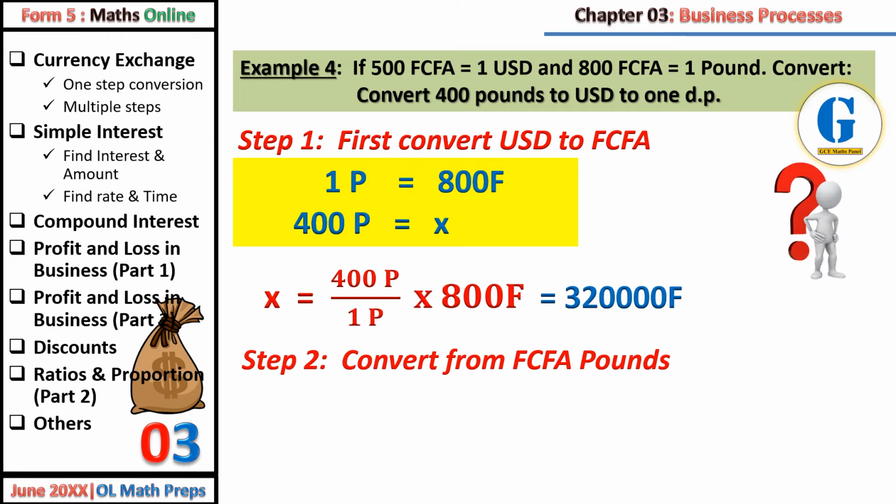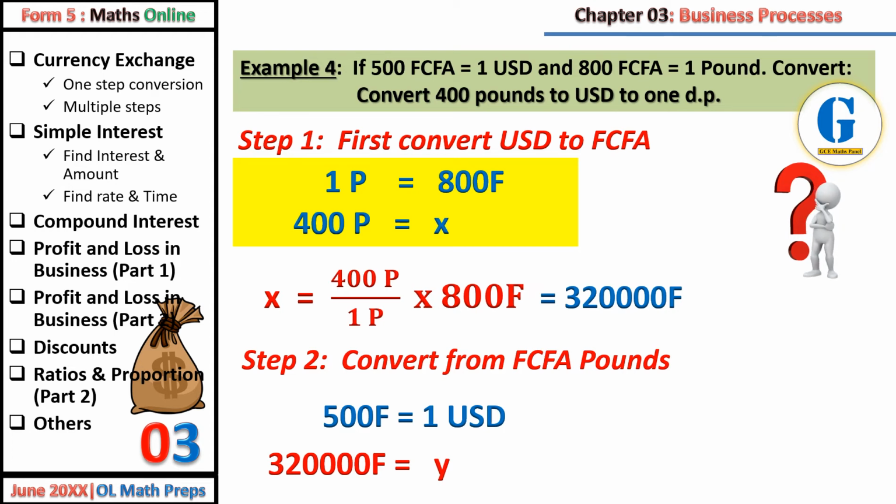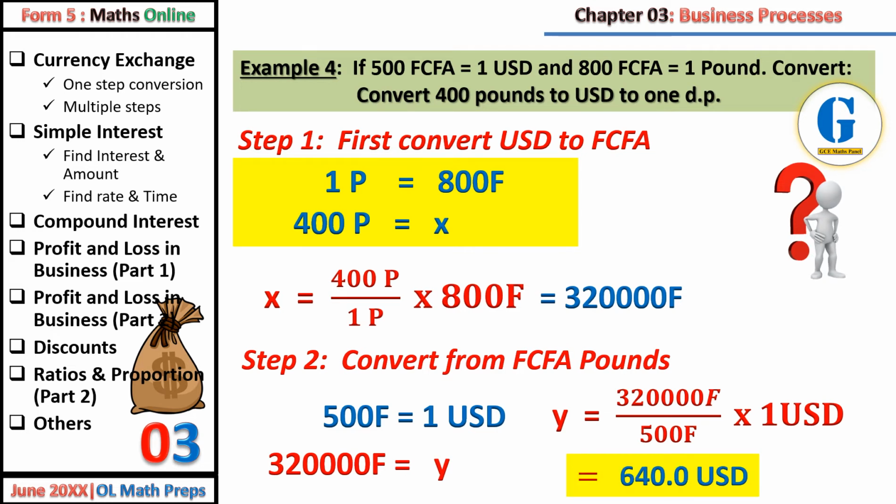We can now move to step 2, converting from francs to US dollars. And this gives us 500 francs equal to 1 US dollar. Therefore, 320,000 francs will be equal to, let's now call it Y, since we used X in the first one. And solving for Y here, we'll have Y equal to 640.0 US dollars. Why the 0.0 US dollars? Because they have set it to 1 decimal place. So that decimal place must feature because it has a mark when it will be marked. So don't forget this particular part. Otherwise, you will not score everything.